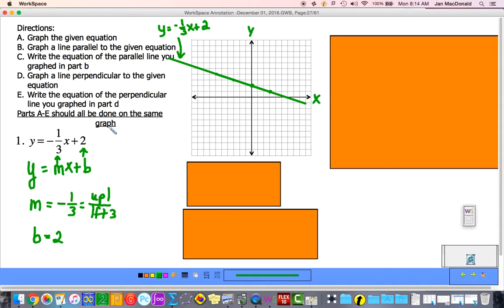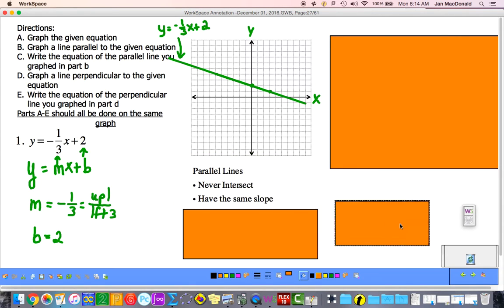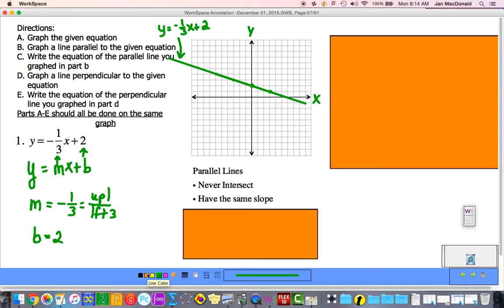Okay, part B, graph a line parallel to the given equation. Well, just a reminder, parallel lines never intersect and have the same slope. So we know our slope of our new line is going to be negative 1/3. The y-intercept can be any other number other than positive 2. So we can just randomly pick a y-intercept. It's our choice. Okay, so I'm going to say negative 3.